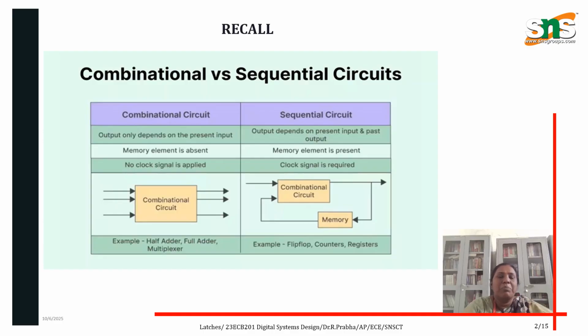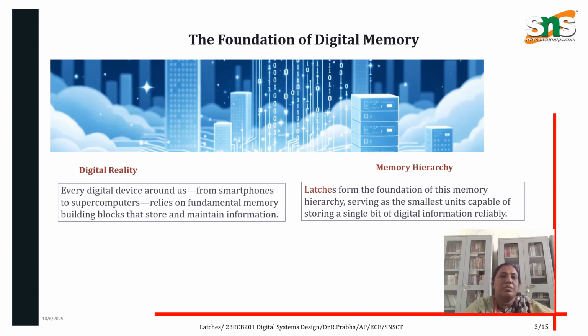But while comparing to sequential circuits, outputs not only depend on the present combination of input, they also depend on the past output. So here we can understand that to store the past output, we require a memory element, and in sequential circuits, a clock signal is also required. And examples we can say flip-flops, registers, counters, latches, etc.